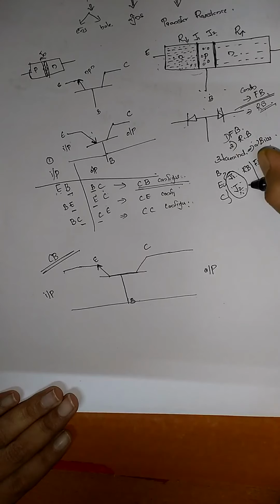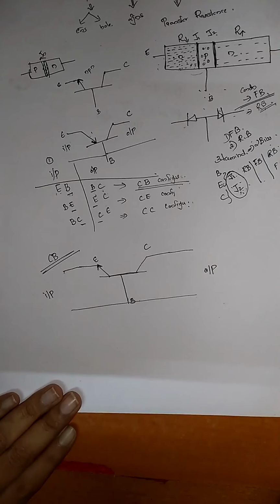So both junctions can be forward biased, both junctions can be reverse biased, or one of the junctions can be forward biased or reverse biased. Okay. So if both junctions are reverse biased, then what will happen? That I will talk about first.